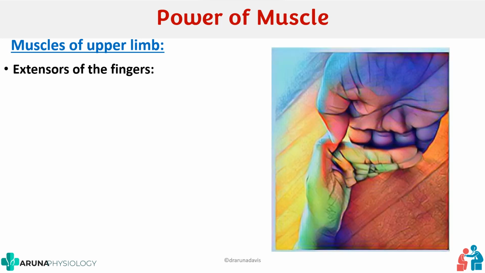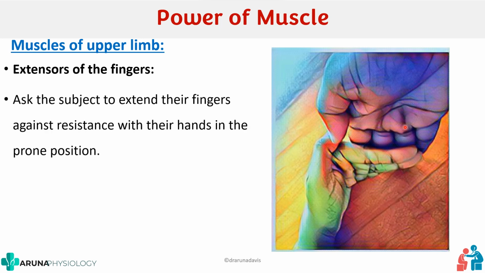Next group of muscle is the extensors of fingers. In this case, you can ask the subject to extend the finger while the examiner applies resistance. You can ask the subject to extend their fingers against resistance with the hands in the prone position. So this is how you can test for extensors of fingers.